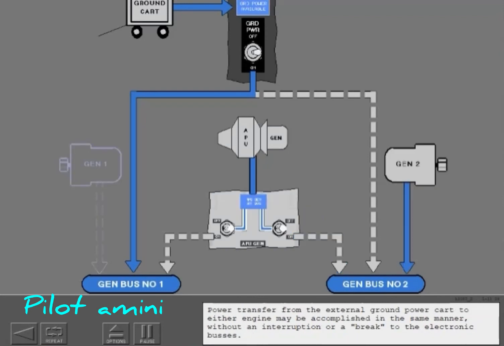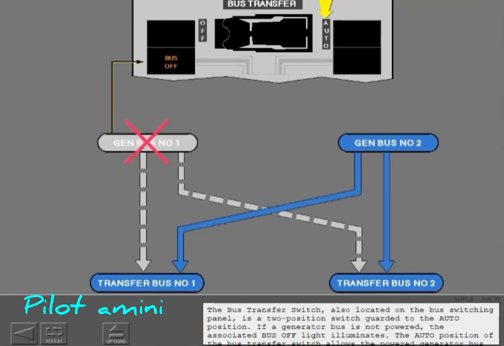Power transfer from the external ground power cart to either engine may be accomplished in the same manner, without an interruption or a break to the electronic buses. The bus transfer switch, also located on the bus switching panel, is a two-position switch guarded to the auto position. If a generator bus is not powered, the associated bus off light illuminates. The auto position of the bus transfer switch allows the powered generator bus to automatically supply the opposite transfer bus. The powered generator bus then supplies both transfer buses.